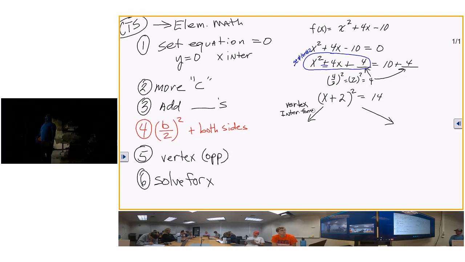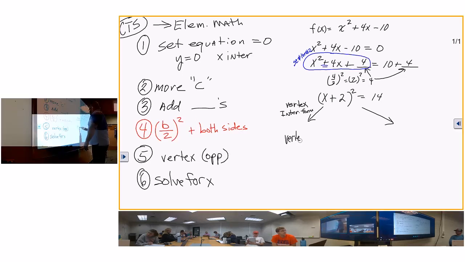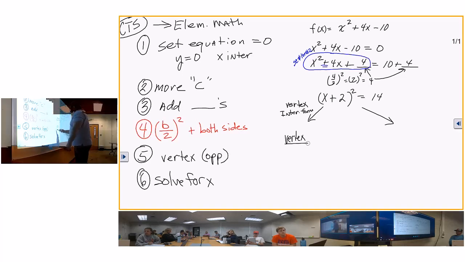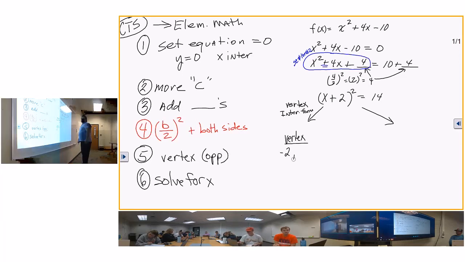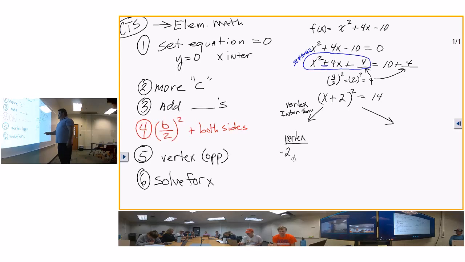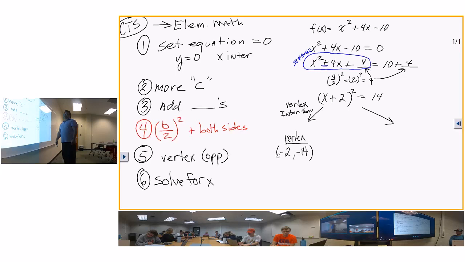To find the vertex, you take the opposite of both. So what's the opposite of positive 2? Negative 2. You remember the horizontal shift? The horizontal shift is always the opposite of that. And then what is the opposite of 14? Negative 14. So that is your vertex. You take the opposite of both.